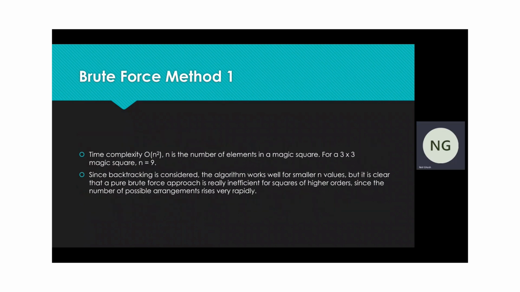The time complexity of this algorithm would be n squared, where n is the number of elements in a magic square. So for a 3x3 magic square, n would equal 9. Since backtracking and recursion is considered, the algorithm works well for a smaller n value, but it's clear that a pure brute force approach such as this is really inefficient for squares of higher orders, since the number of possible arrangements rises very rapidly.